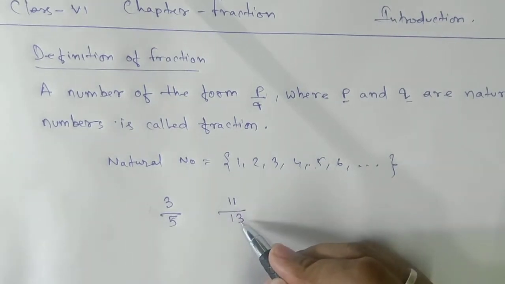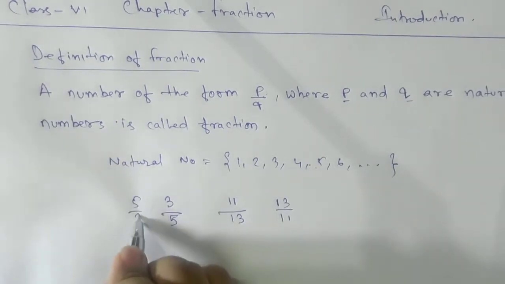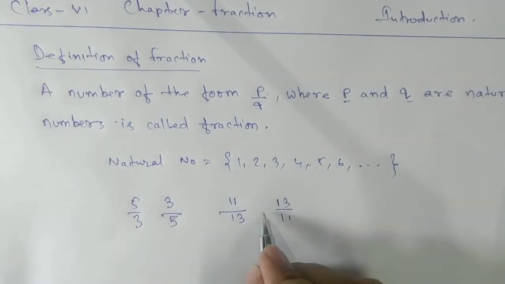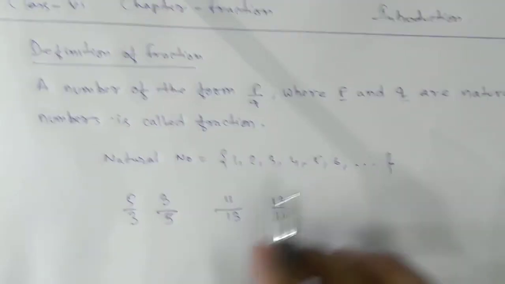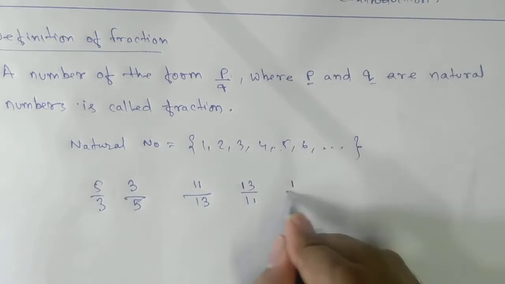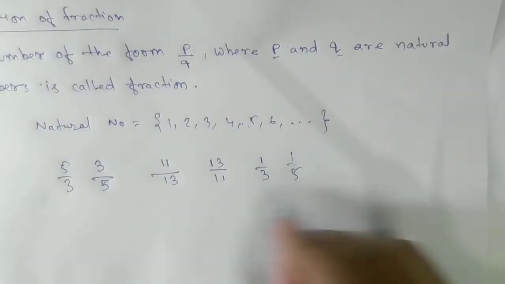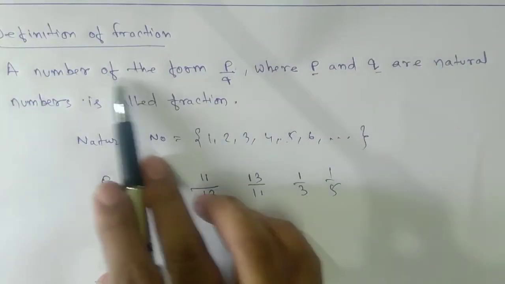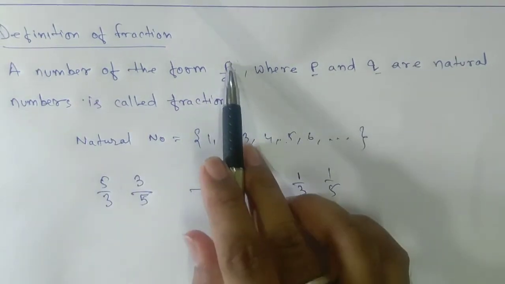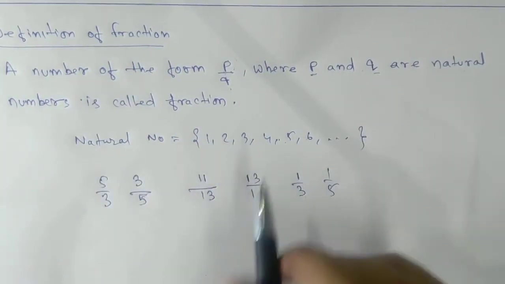If I take 13 up and 11 down, or 5 up and 3 down, are these fractions? Yes, they are fractions. If I say 1 by 5 or 1 by 3, are they fractions? Yes, they are fractions. That means a number of the form p by q where p and q are natural numbers, so your number should be natural.